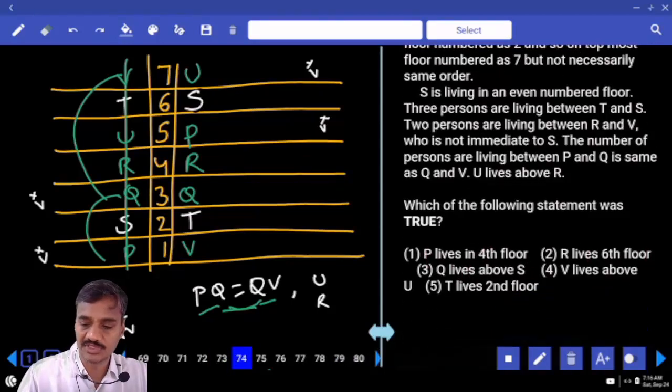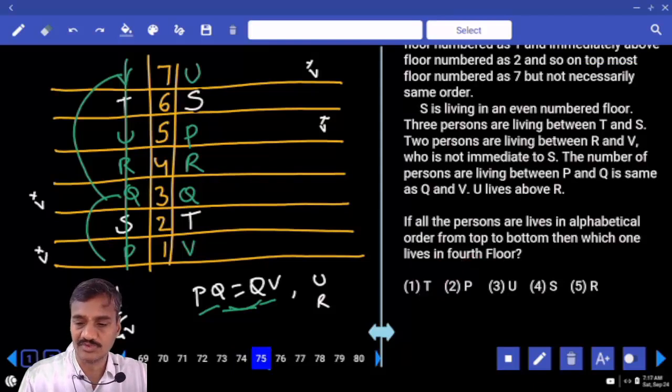Question 74, which of the following statements was true? P lives on the 4th floor, false. R lives on the 6th floor, that's again false. Q lives above S, false. V lives above U is false. T lives on the 2nd floor, definitely true. So it's question 74, choice 5.